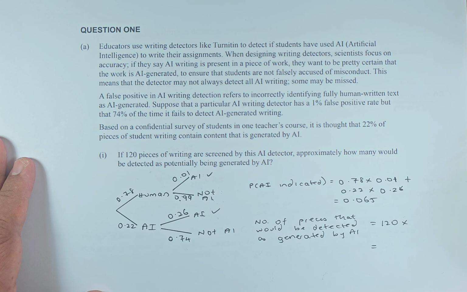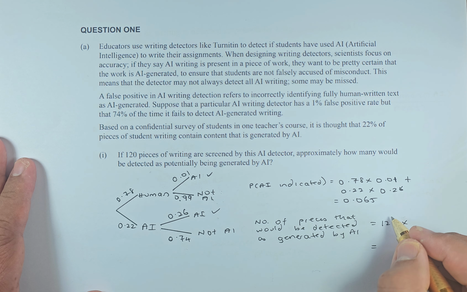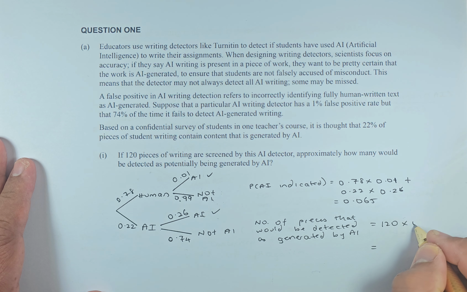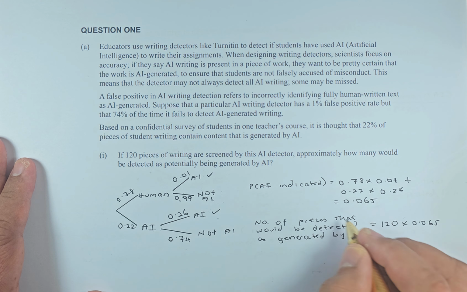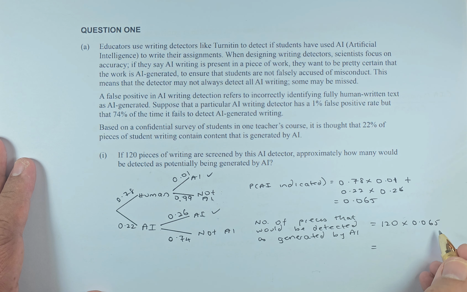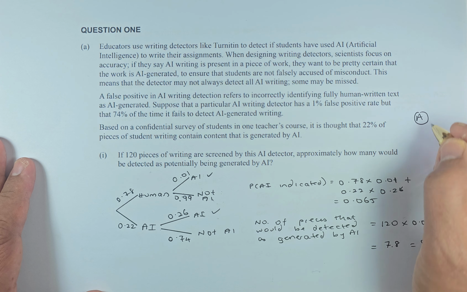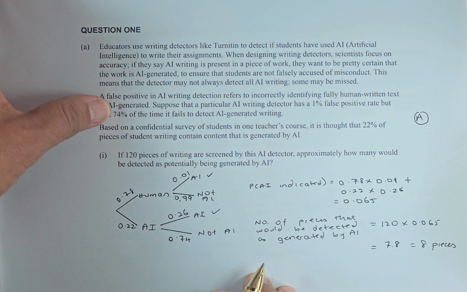And now to calculate the expected value, or number of pieces that will be detected by AI, you take the number of trials times the probability. The probability is 0.065. You take 120 times 0.065 and the answer is going to be 7.8. So it cannot be 7.8, so it's going to be 8 pieces. Okay, so you can get it right. That's an achieve. And now we're going to do part 2 of the question.